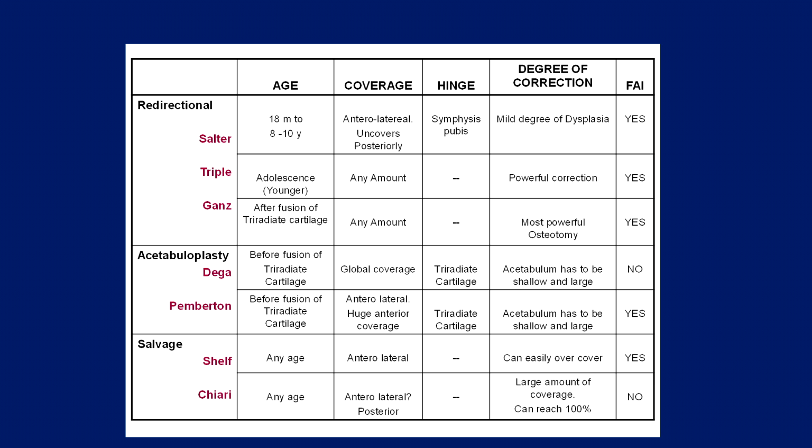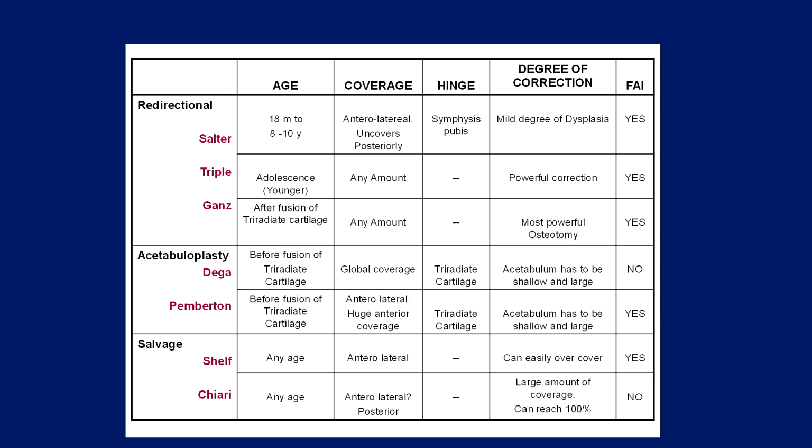One important thing here that I've added is femoroacetabular impingement. If you go crazy, can it cause a femoroacetabular impingement? And all of these, yes, they can cause femoroacetabular impingement. The next two are the acetabuloplasties, the Dega and the Pemberton. It's before fusion of the triradiate because they hinge on the triradiate cartilage.